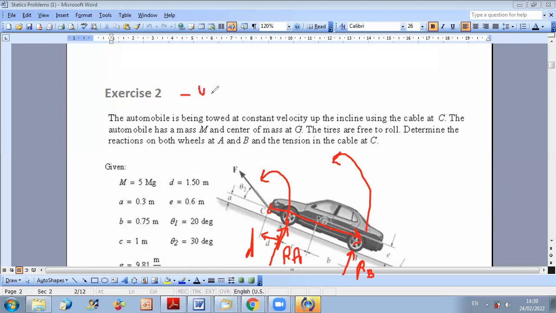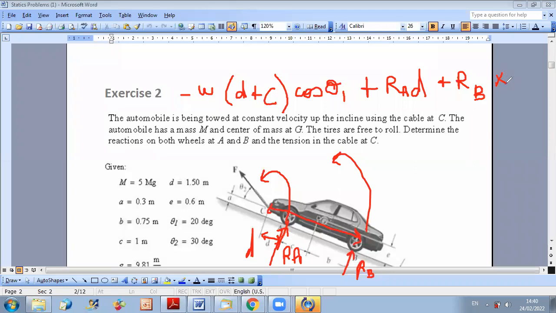So I have minus W times D plus C, sine theta 1 cosine theta 1, and plus RA times D and plus RB times D plus C plus B, because the total distance of RB from C is D plus C plus B, equals to 0. So this is my relation number 1.